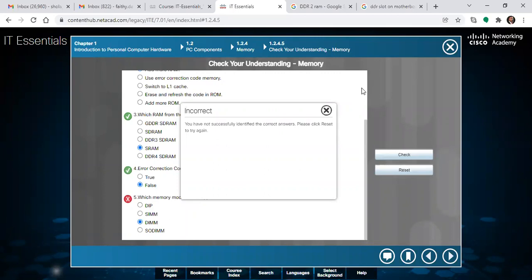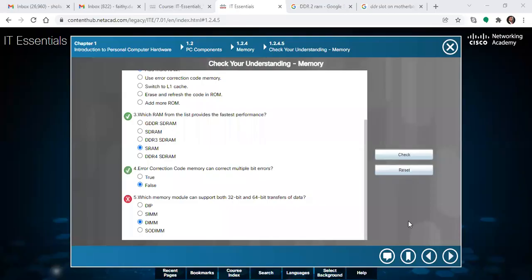What's the question again? I can't see the question from here. They said the question is, which memory module can support both 32 and 64-bit transfer of data? Supports the two. I can't see the question from here, Mr. Shabalala. Hello? Sorry, my network had to. Can you hear me clearly now? Let me bring back the question.